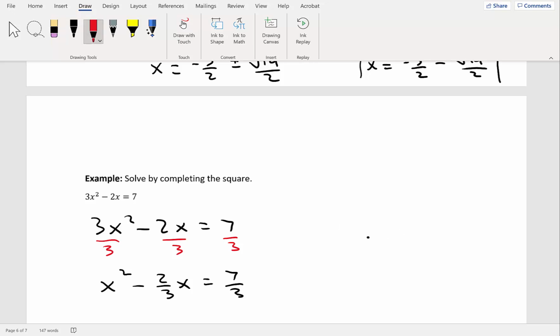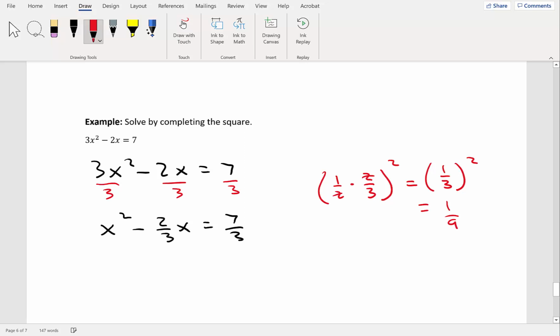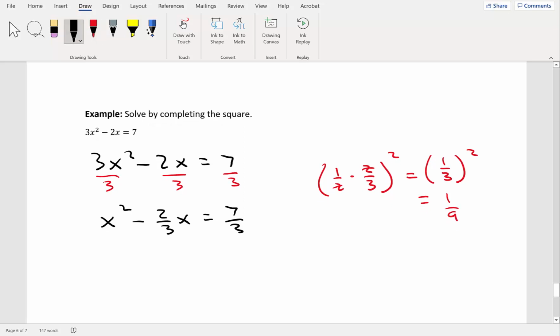Let me just write this in red. So I'm going to take half of 2/3. I'm going to multiply 2/3 by 1/2, and I'm going to raise that to the second power. If I'm multiplying fractions, I could cross cancel. So I really have 1/3 raised to the second power, which gives me 1/9. So I have to add 1/9 to both sides of my equation. So I have x squared minus 2/3 x plus 1/9 is equal to 7/3 plus 1/9.